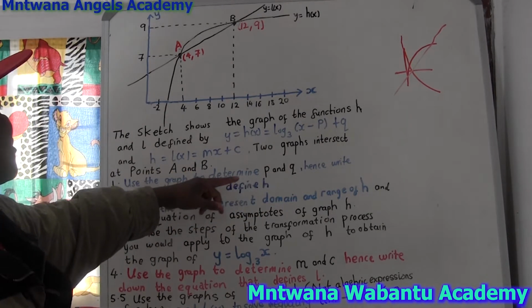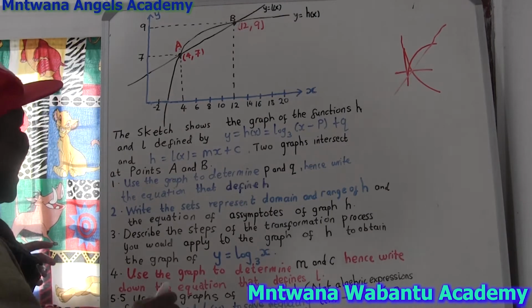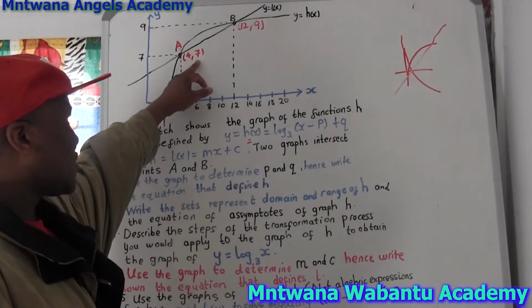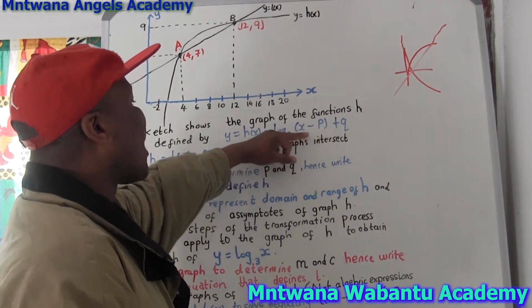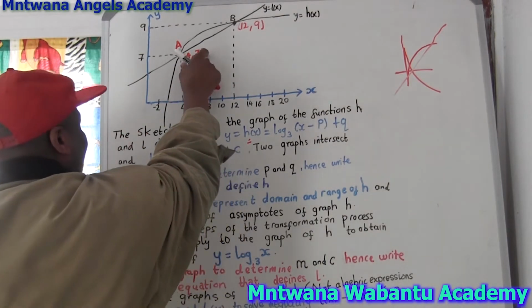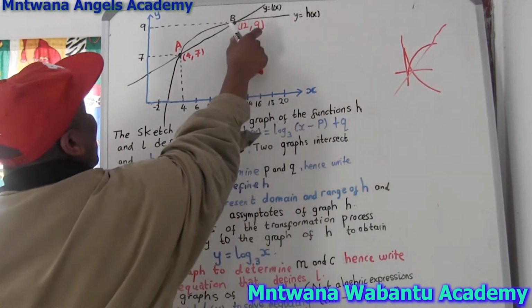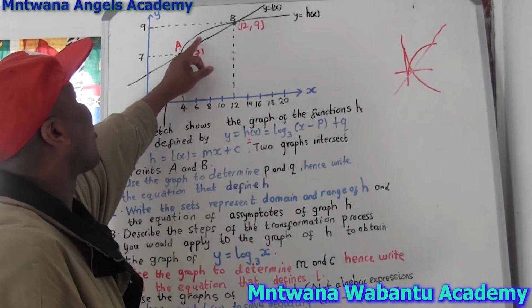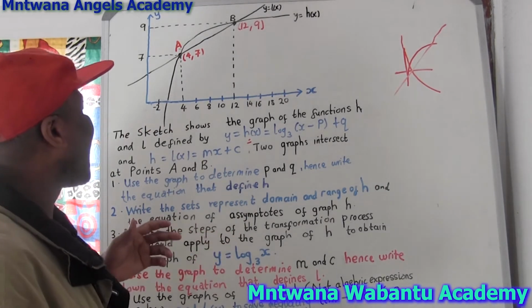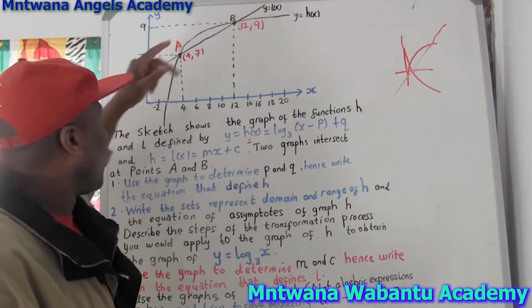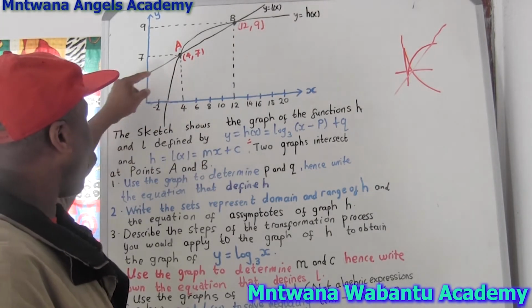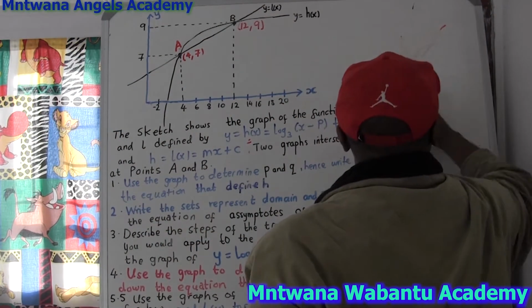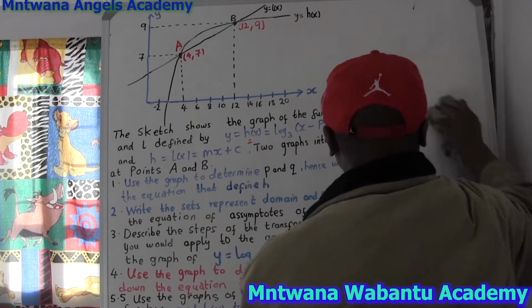Now what do they want? Use the graph to match points P and Q. But where are P and Q? P and Q lie on h of x. So for that case, I'm going to use this coordinate, because P is on the logarithmic function. I'm going to take the first coordinate, substitute in this logarithm, and the second coordinate, substitute in this logarithm, and then solve normally. Why do I do that? Because these points lie on the logarithm. But if it was to find the coordinate of the straight line, I was going to substitute this coordinate here and this coordinate here. So it makes a lot of sense, because we can't just do it like we do history. This is not history class, this is mathematics class.